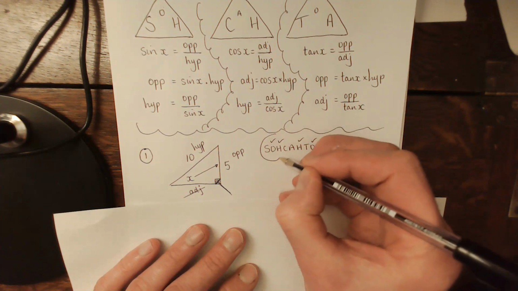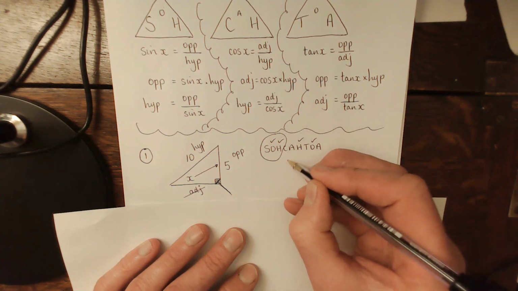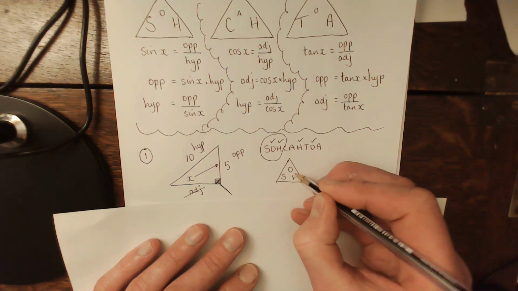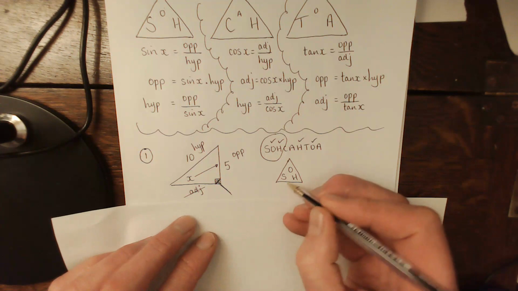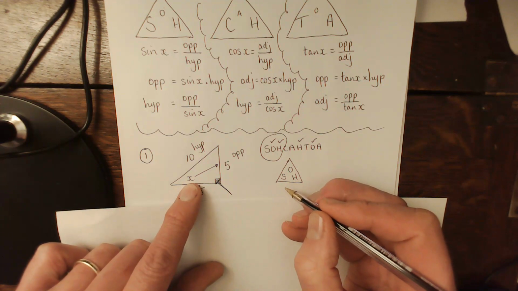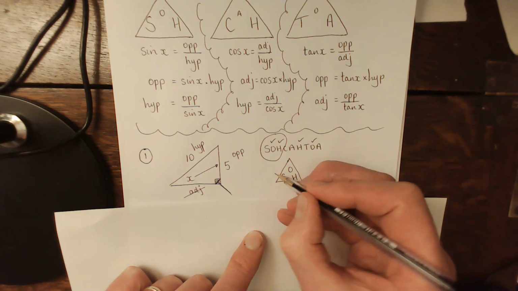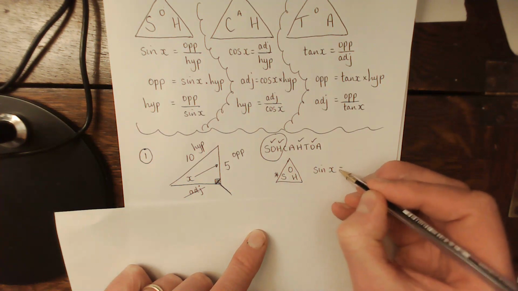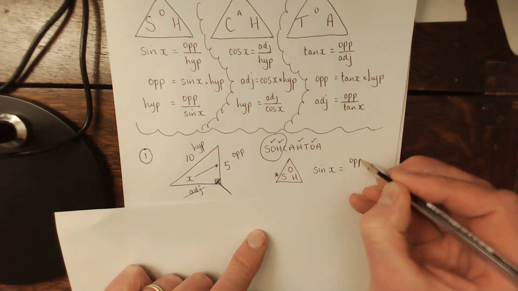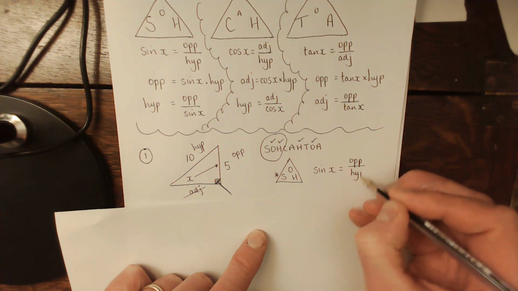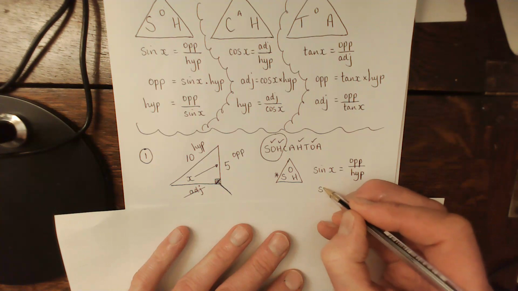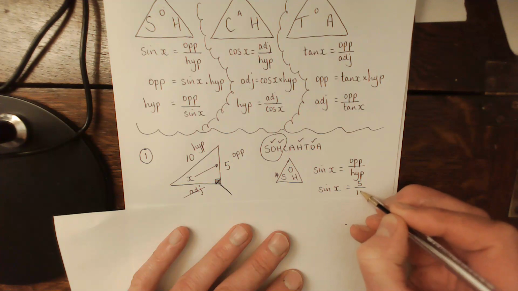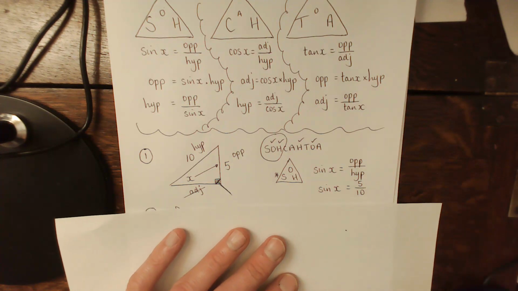So this time I'm using my SOH triangle. SOH. And what side am I wanting? Well, I'm actually wanting to work out the missing angle, which is the sin corner. So sin x is opposite over hyp from your triangles above. Sin x has to be 5 over 10 by substituting in the appropriate lengths.